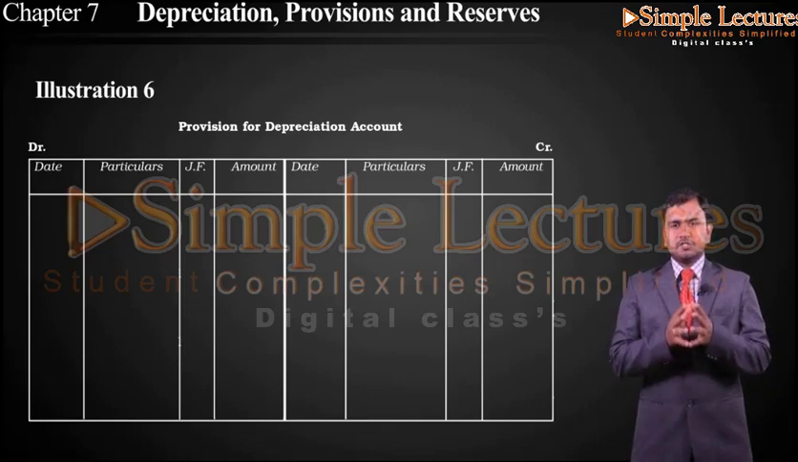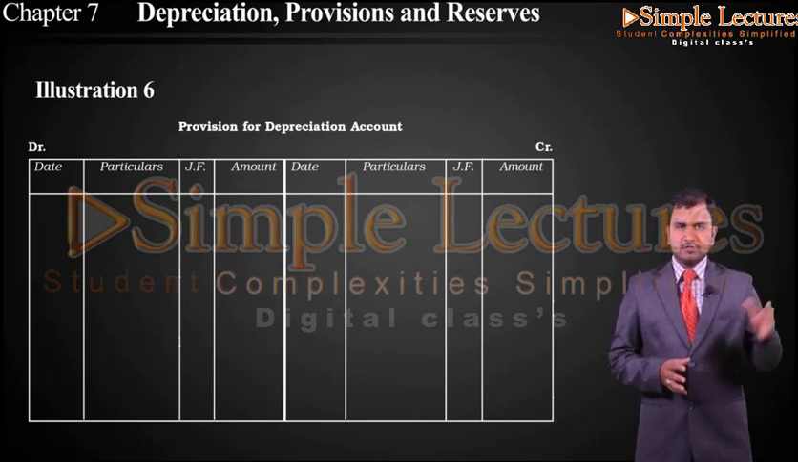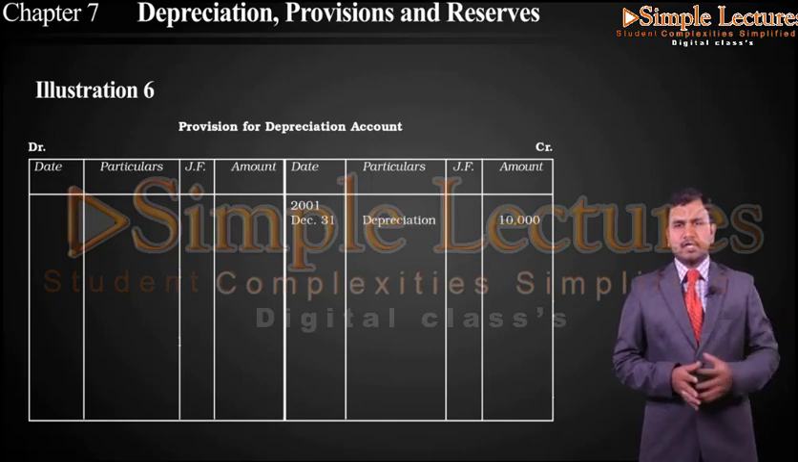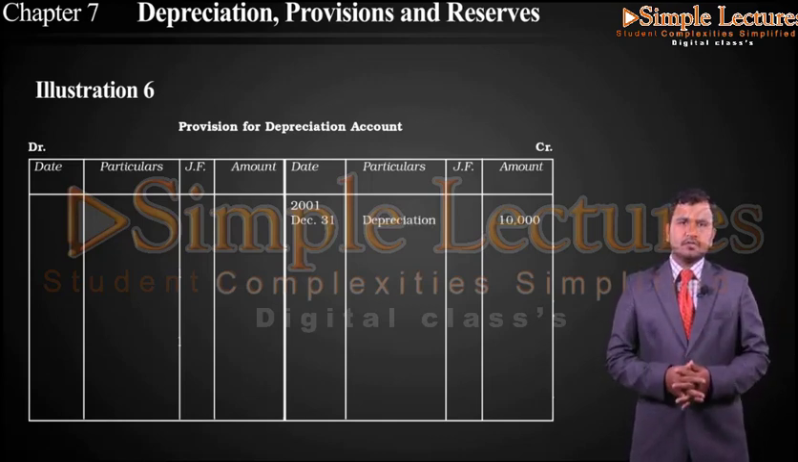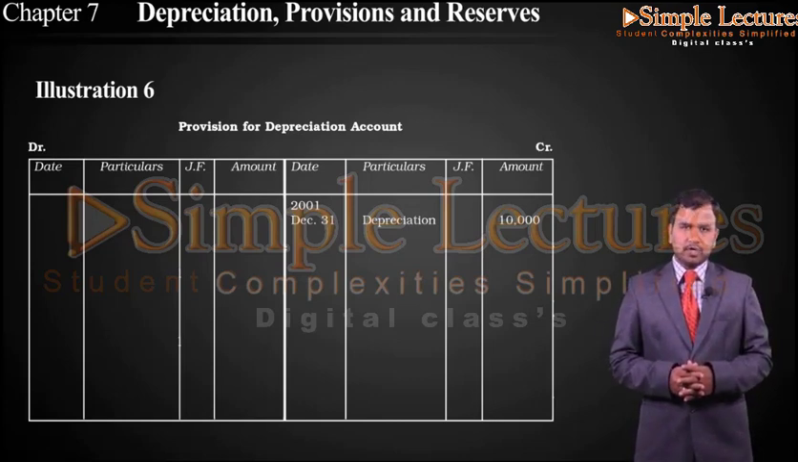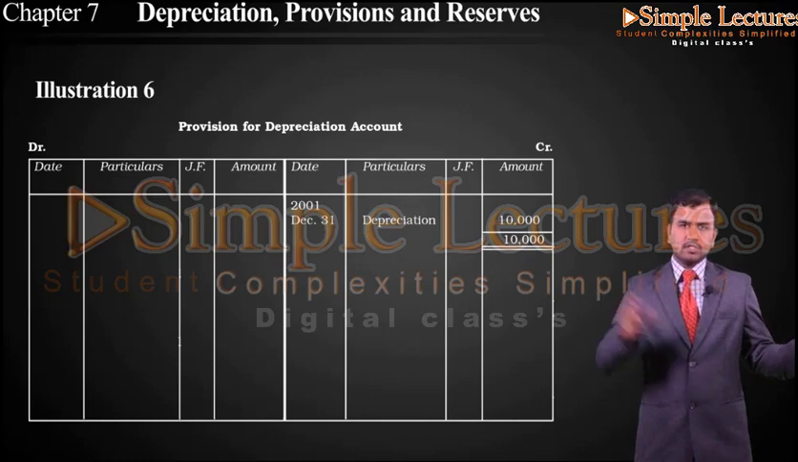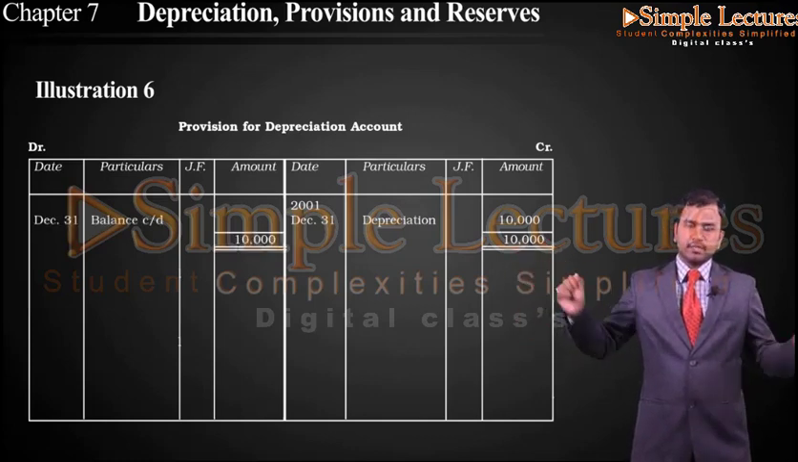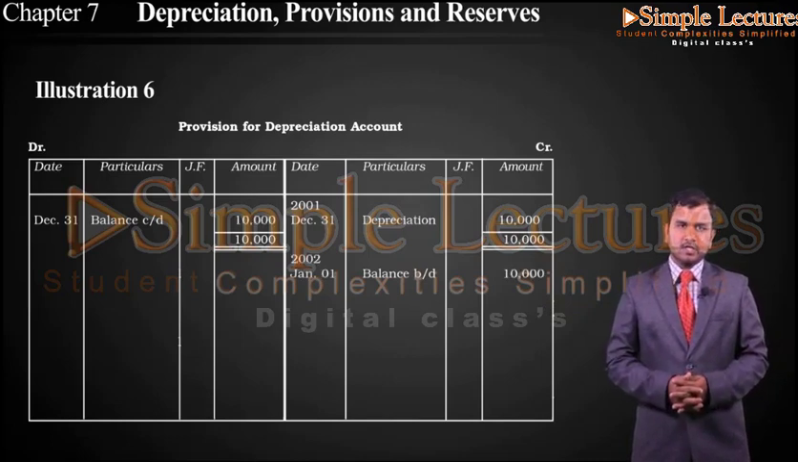So now first depreciation we are going to take in the credit side, which is charged on 31st December 2001, depreciation 10,000. In the first year we don't have any disposal of account, so the same balance will be carried down and brought down. So credit side total 10,000 and the same total in the debit side 10,000. Then again balance carried down and balance brought down to the credit side 10,000.